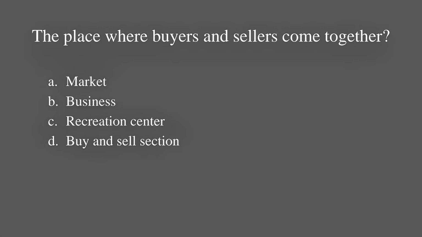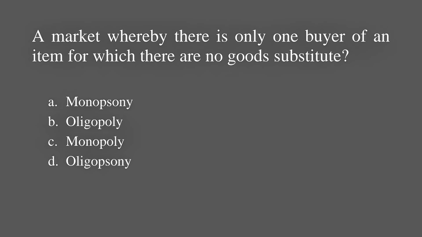Annuity. The place where buyers and sellers come together. A. Market. B. Business. C. Recreation center. D. Buy and sell section. The answer is letter A. Market. A market whereby there's only one buyer of an item for which there are no good substitutes. A. Monopsony. B. Oligopoly. C. Monopoly. D. Oligopsony. The answer is letter A.